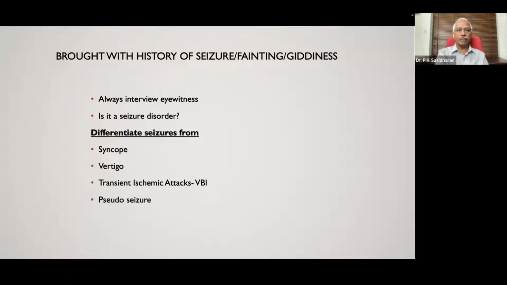And always take care to differentiate seizures from syncope, vertigo, transient ischemic attacks. Not all transient ischemic attacks, it is the vertebrobasilar insufficiency type of TIA. And remember to differentiate also from pseudo seizures. These four problems have to be differentiated before you make a diagnosis of seizure disorder. And that needs careful interview of the eyewitness. It's not possible to diagnose it by interviewing the patient alone or doing investigations. The most important investigation or evaluation is to interview the eyewitness who had witnessed the event.